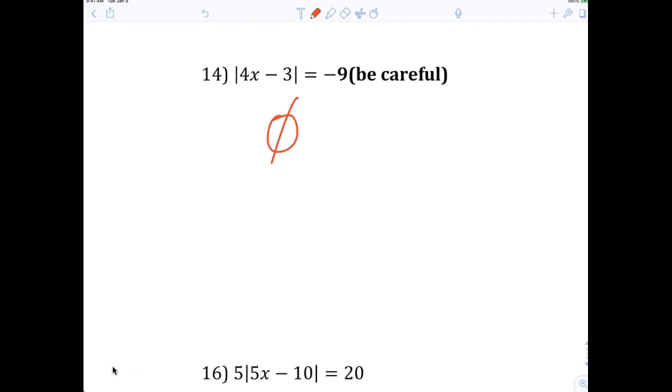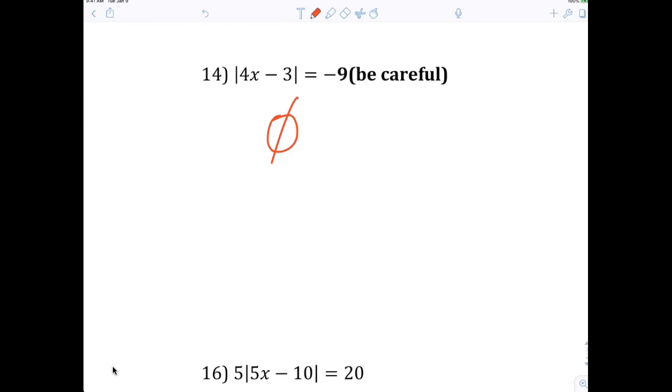Listen to me real quick. Again, absolute value. Is it possible for the absolute value to ever be negative? No. No matter what I do here, when I take the absolute value of that number, it's going to have to be positive. Come on, guys. You just missed a great lesson.